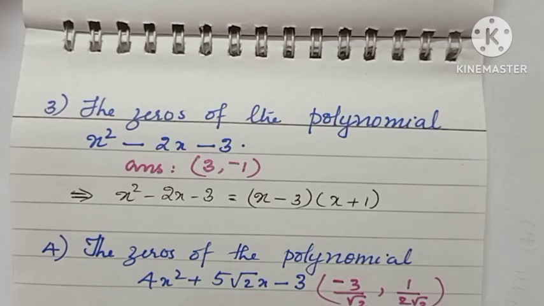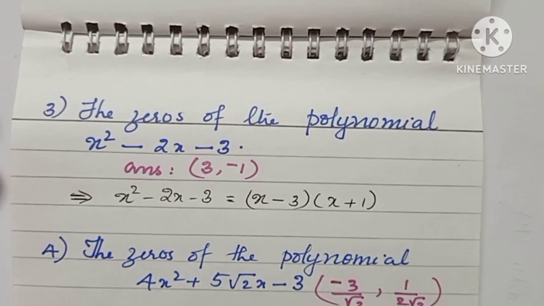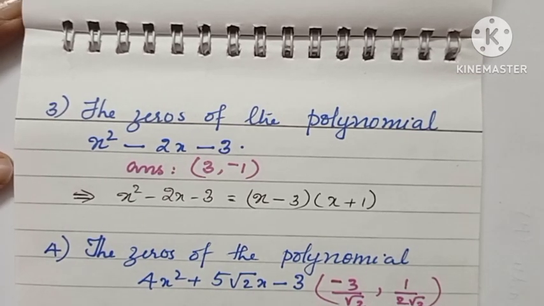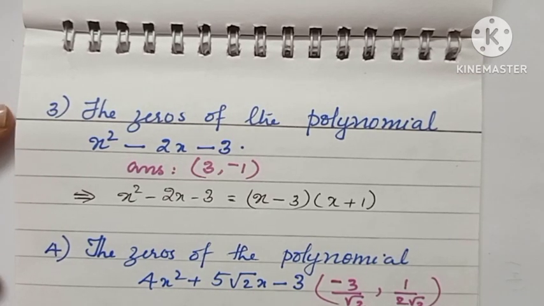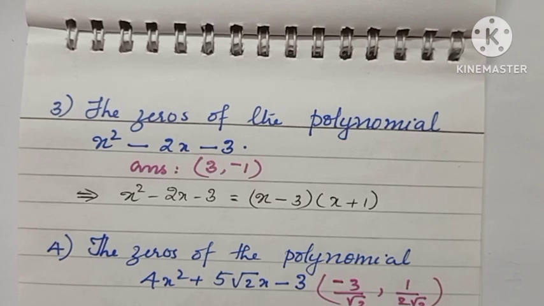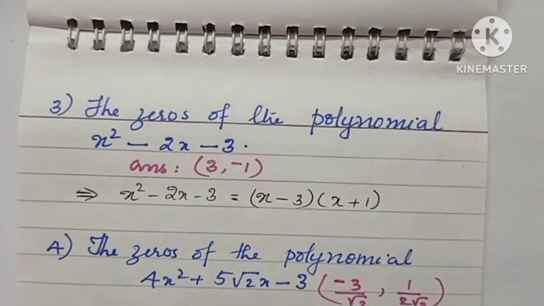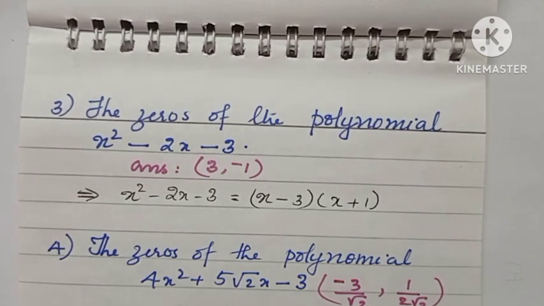The polynomial x squared minus 2x minus 3. We can factorize it and we will get x minus 3 into x plus 1. Therefore, the answer is 3 and minus 1. I am not giving any options because the options are not important now. You have to know how to get the answer.